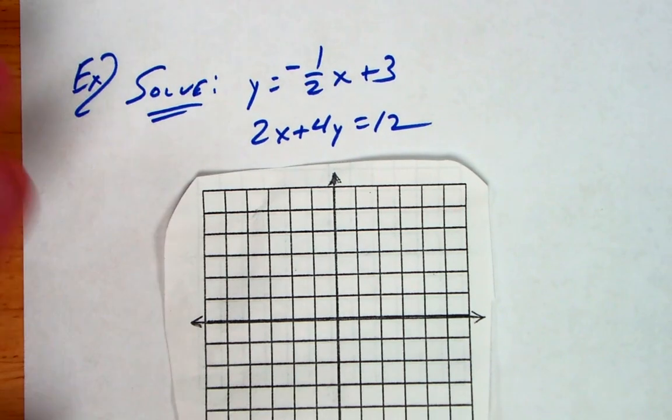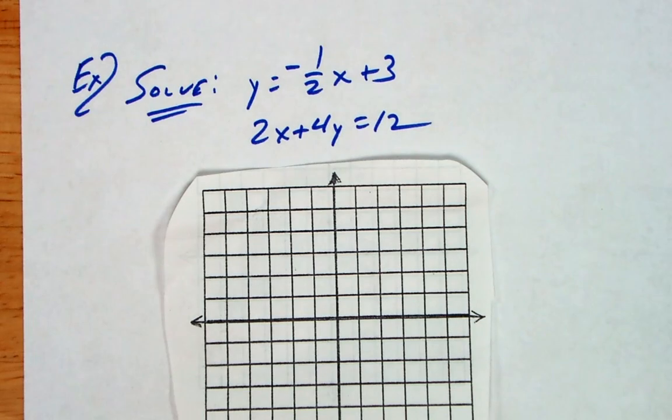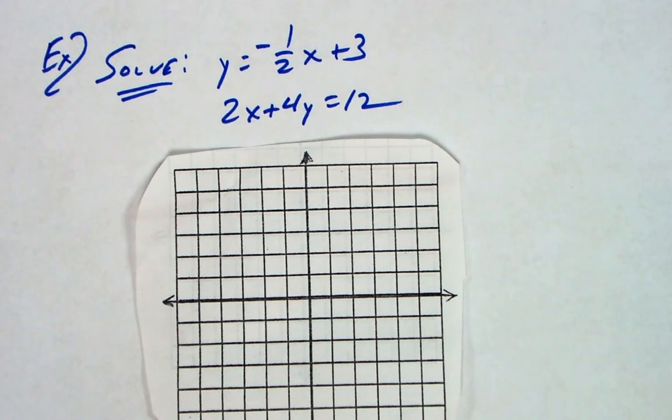Okay, so what we have to do here to solve the system by graphing is to graph the first one and then graph the second one and then see where they intersect. But I forget how to graph these. How should I graph this top one? What do I do?